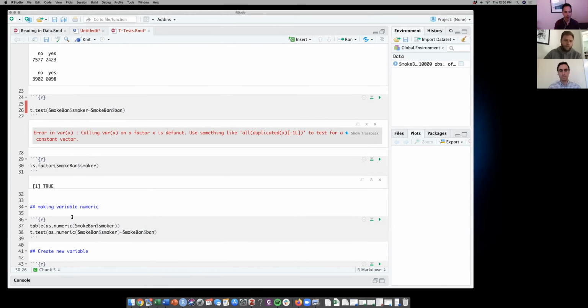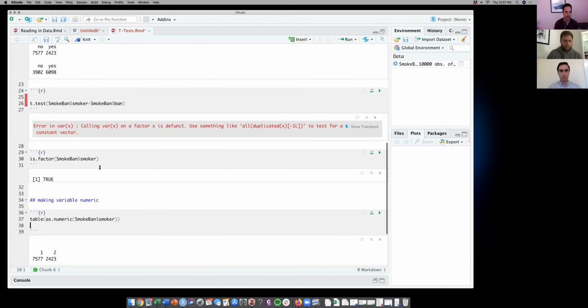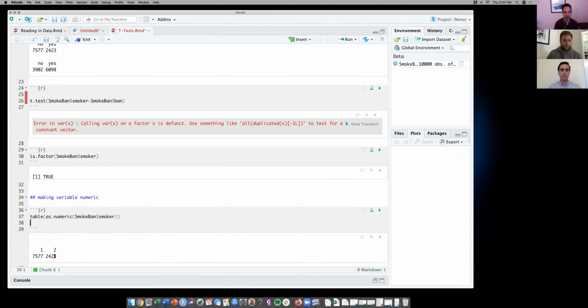One way is just by wrapping it in as.numeric. So let me take this out for a second. If we wrap it in as.numeric, we could turn it into as.factor, but we want to turn it into as.numeric. And what we have, instead of yeses and nos, which is above, we now have ones and twos. And so the t-test can use ones and twos as two levels as the outcome representing whether people are smokers or not.